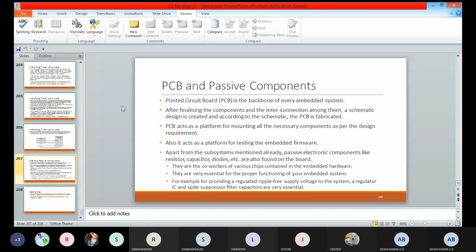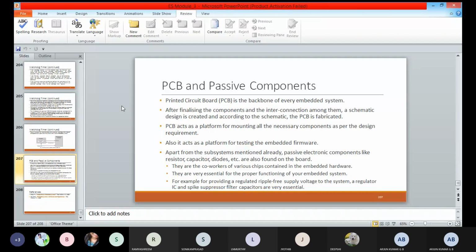The same schematic diagram, the circuit diagram, is implemented on the PCB board, where we interconnect all the components. This PCB acts as a platform for mounting all the necessary components as per the design requirement, and also as a platform for testing the embedded software. Before installing that PCB in your appliance, you should design the board and check whether it is connected, what components are deployed, and whether it is working. Everything will be checked and tested.